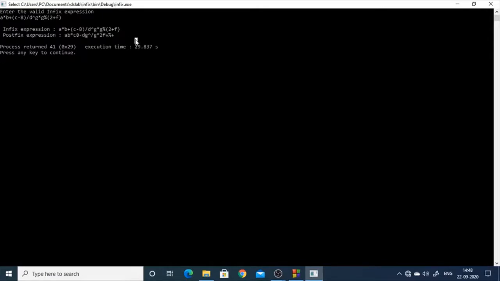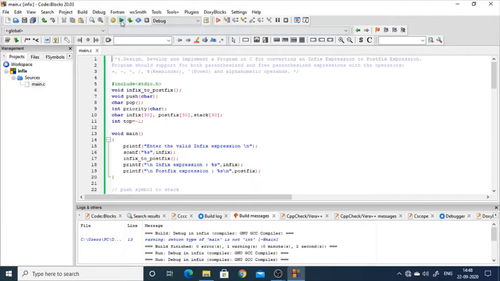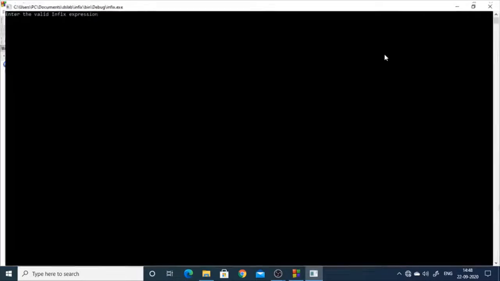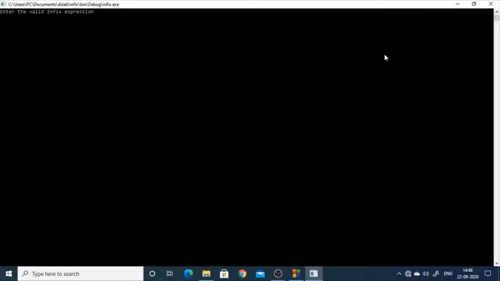Next we'll take one more example and run. Let us take the example we took while doing the tracing section. Bracket open, A star B, bracket close, and then division C star. So the infix expression was this, and the postfix expression is this. This is what you're going to get as the postfix expression. This is regarding the execution of the infix to postfix expression. Thank you.